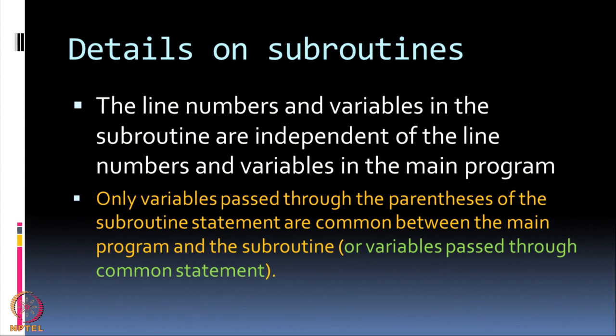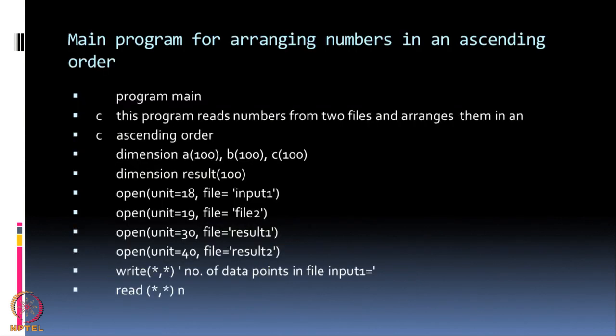The line numbers and variables in the subroutine are independent of the line numbers and variables in the main program, and only the variables which are passed through the parenthesis of the subroutine statement. Remember, call matmul (a, b, c), only those a, b, c are common between the main program and subroutine. So, one way to pass information from the main program to the subroutine is through that parenthesis in the call statement, or you can also pass variables through a common statement. We shall discuss very briefly what is the meaning of the common statement.